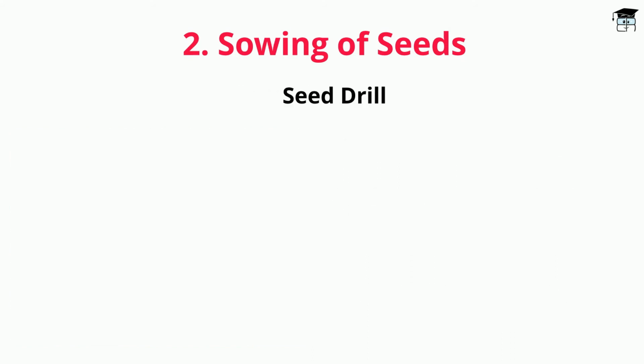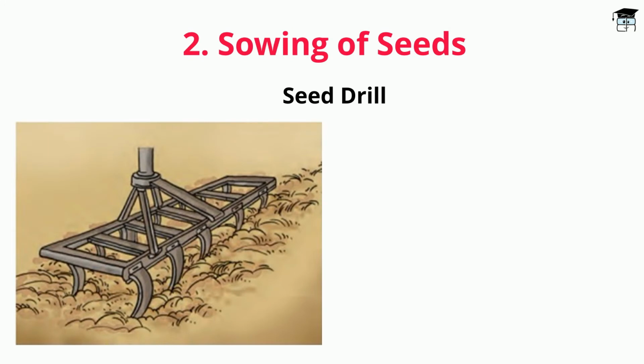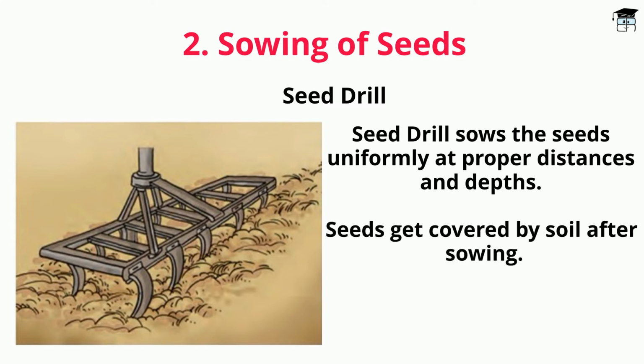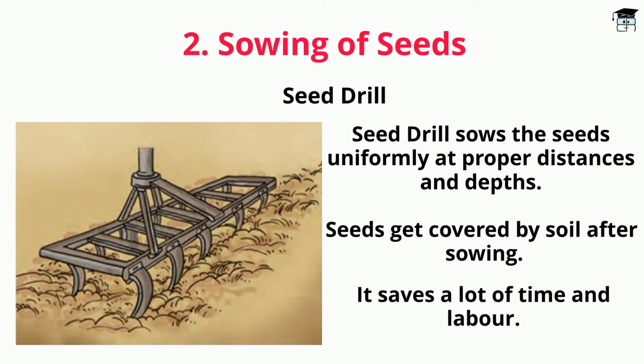The second tool for sowing is the seed drill. This tool sows the seeds uniformly at proper distances and depths. It ensures that seeds get covered by the soil after sowing and prevents damage caused by birds. It saves a lot of time and labor too.